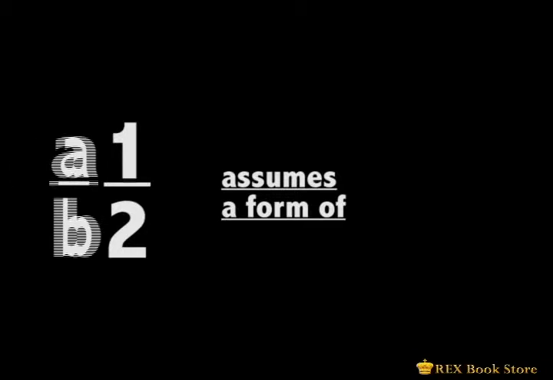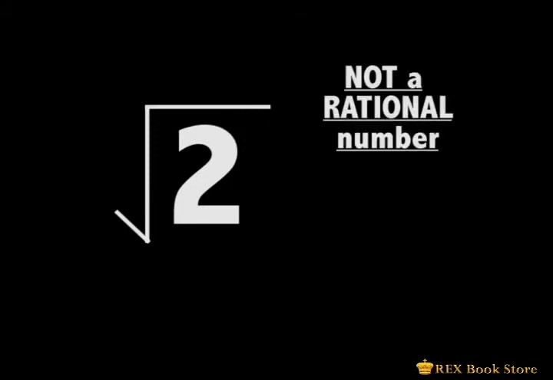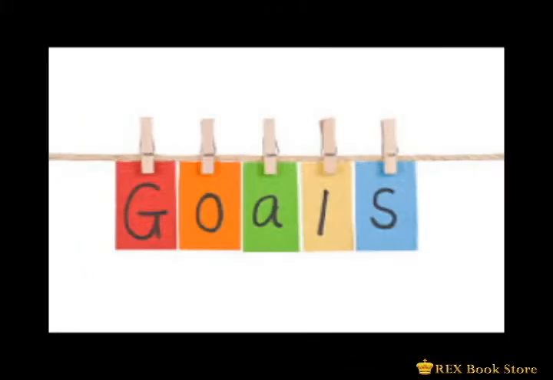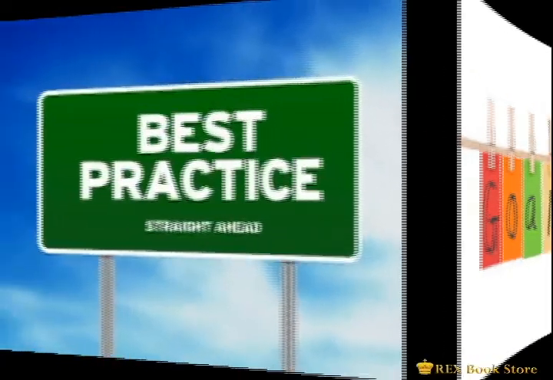Is 1 over 2 a rational number? The answer is yes, because it assumes a form of a over b. Is square root of 2 a rational number? The answer is no. It is not a rational number simply because you cannot write it in the form of a over b.